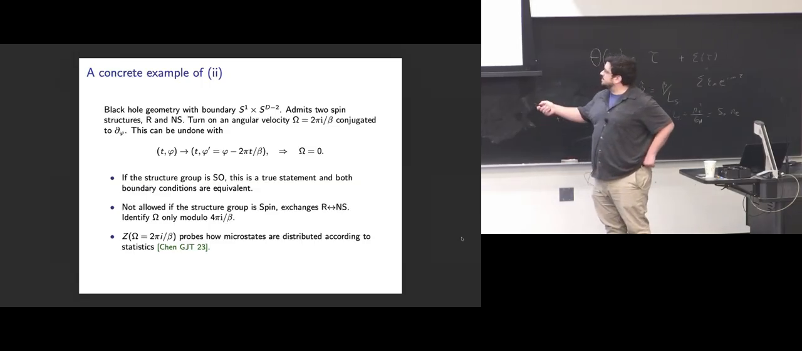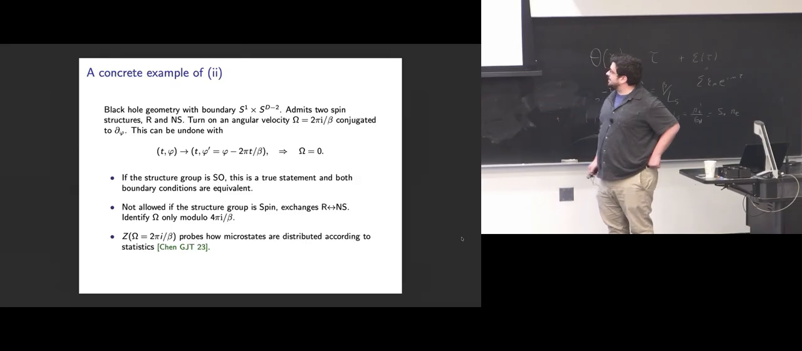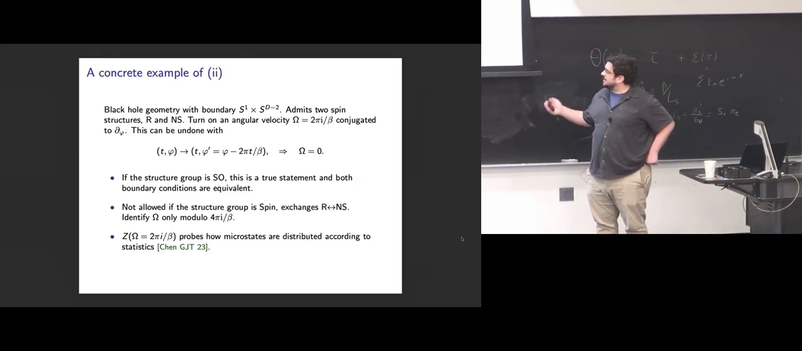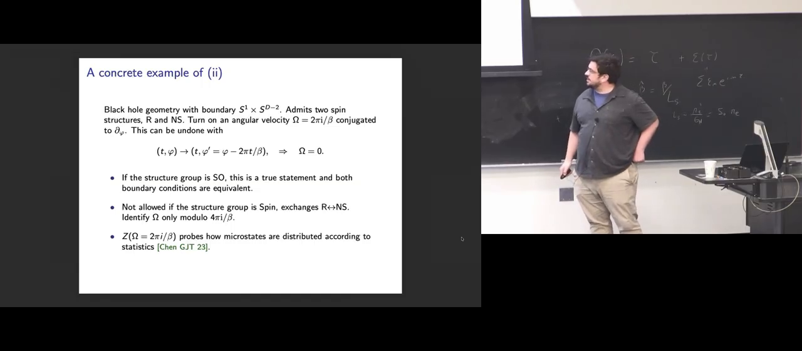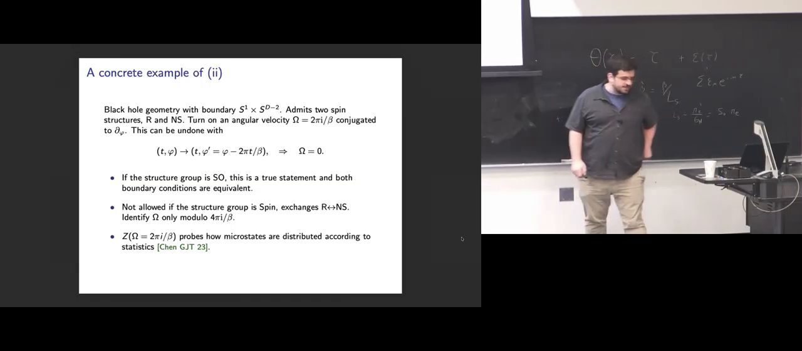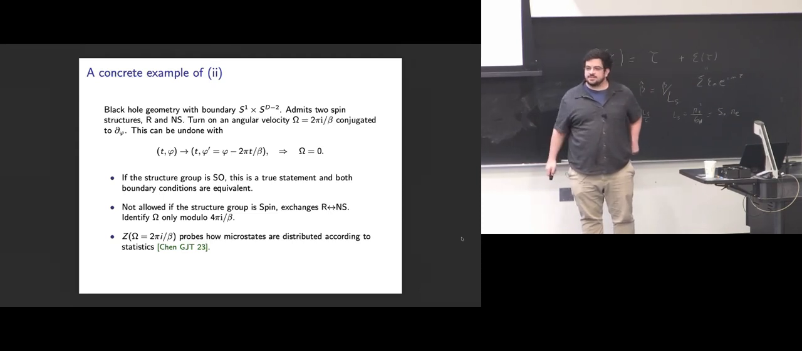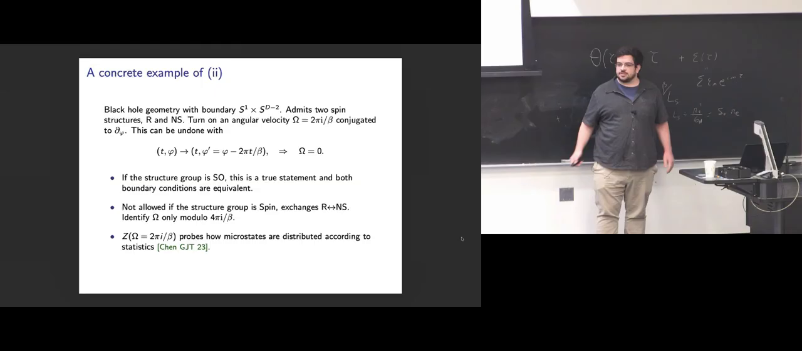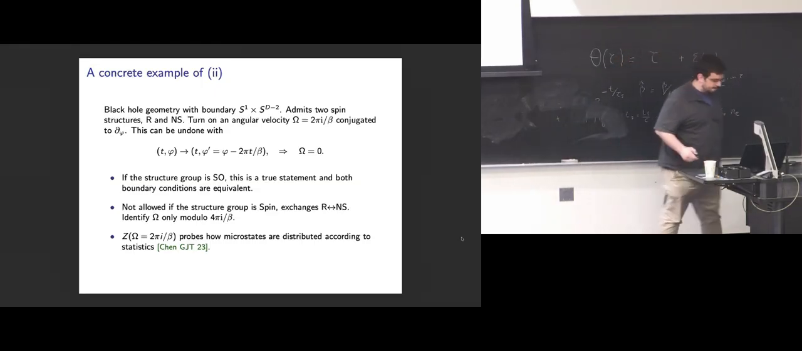In this paper with Yiming, we point out that this partition function probes how the microstates are distributed according to statistics. It's like a trace with (-1)^F inserted. This is the type of partition function that people study in supergravity, which we will discuss in the afternoon, to compute the index. But the same procedure is true more broadly than the index for supergravity. One can apply it in any context.